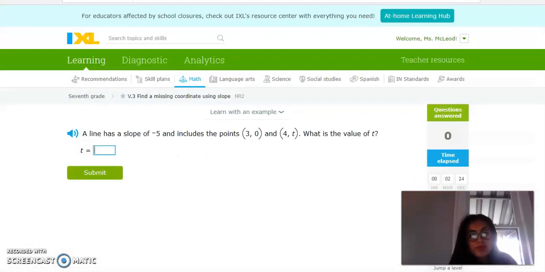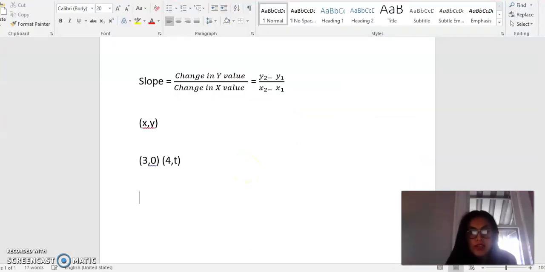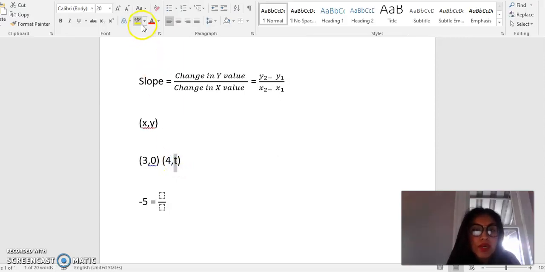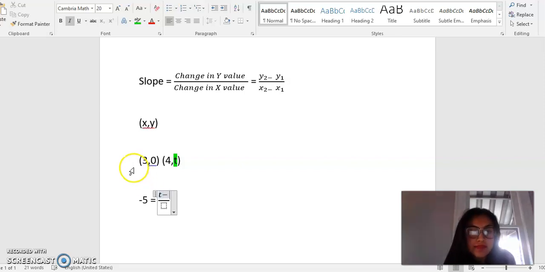They already gave me the slope, which is -5. So I'm going to type in -5 as my slope, because I'm referencing the slope formula. So -5 equals. Here's where it gets a little bit tricky. So let's focus real quick. The first rate of change is the change in y. So t is my y2, and I'm going to highlight it in green because that's my y. So I'm going to write t minus the 0, which is my y1, my y value. I'm going to highlight it in green to remind me that it's my y value: t minus 0.